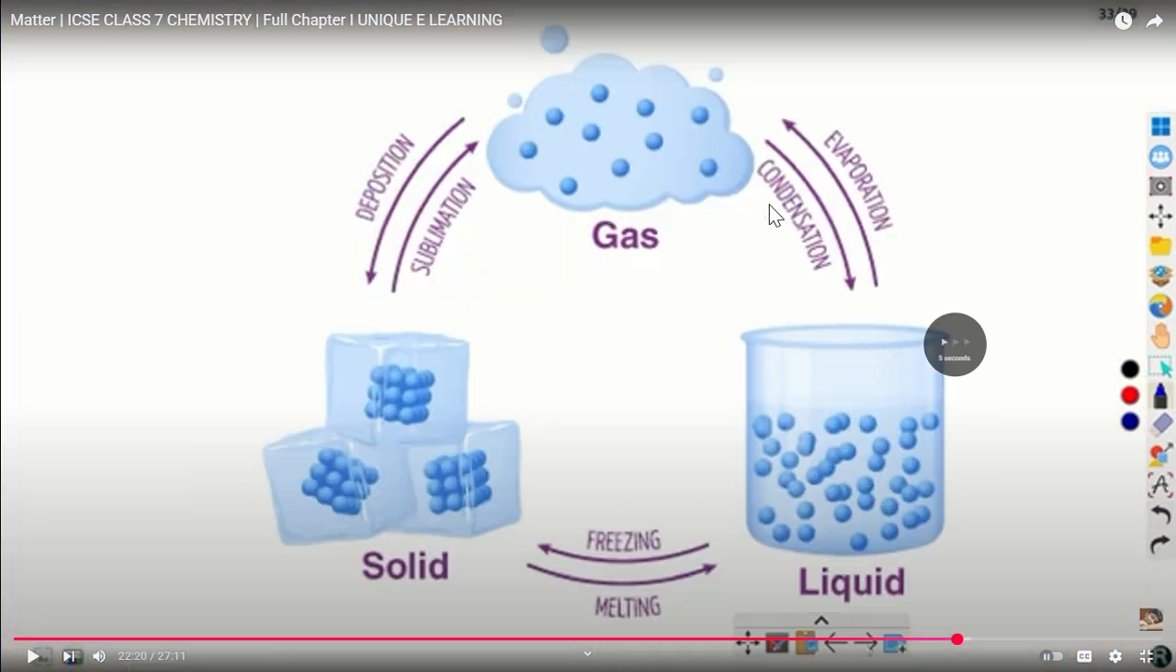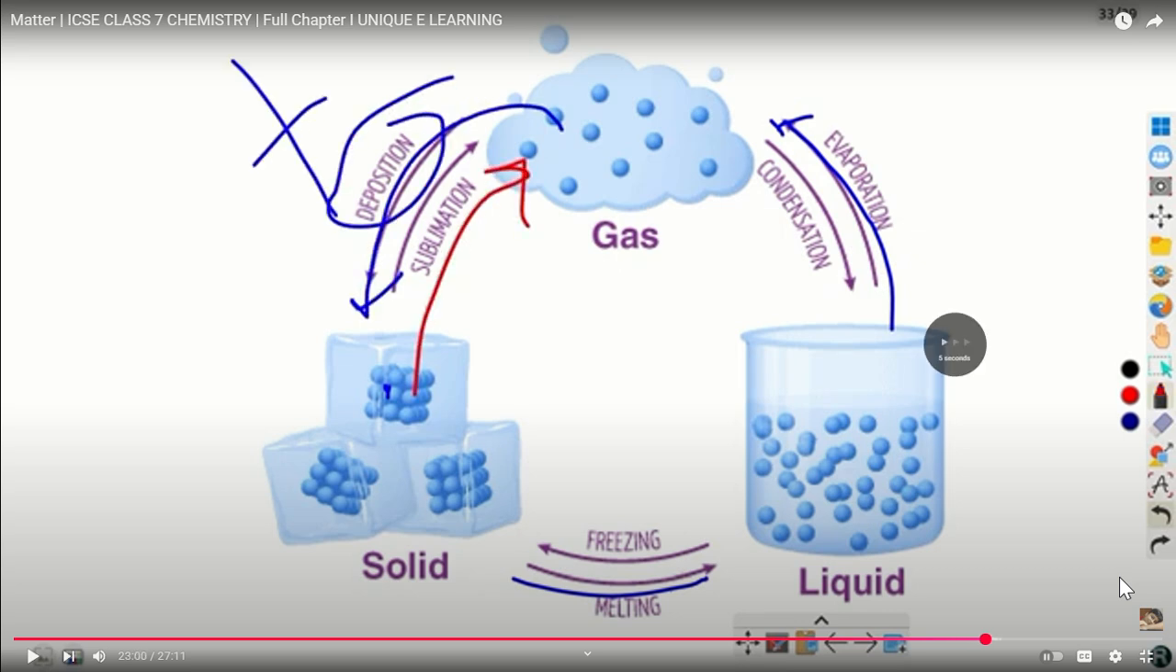Learn this by heart, or learn my definition, or make notes. See, solid to gas is called sublimation. Gas to liquid is called condensation. Liquid to gas is evaporation, and gas to solid is deposition. And this is freezing and this is melting: melting, freezing.